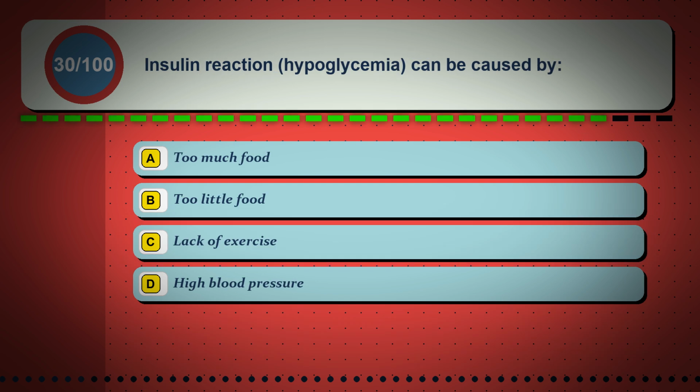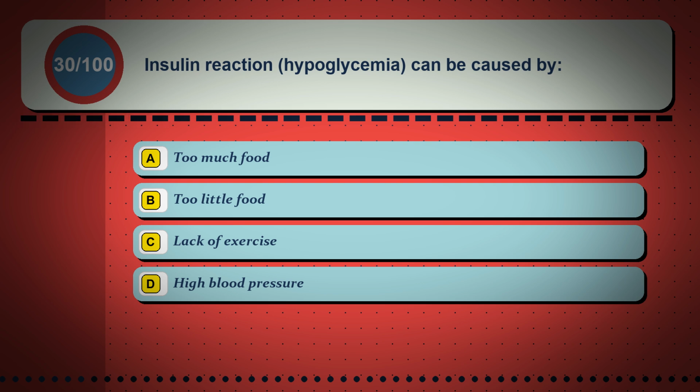Question 30. Insulin reaction, hypoglycemia, can be caused by option A, too much food. Option B, too little food. Option C, lack of exercise. Option D, high blood pressure.